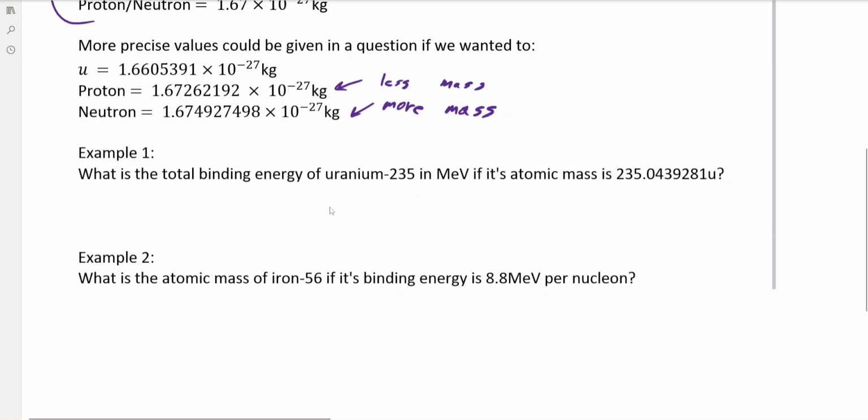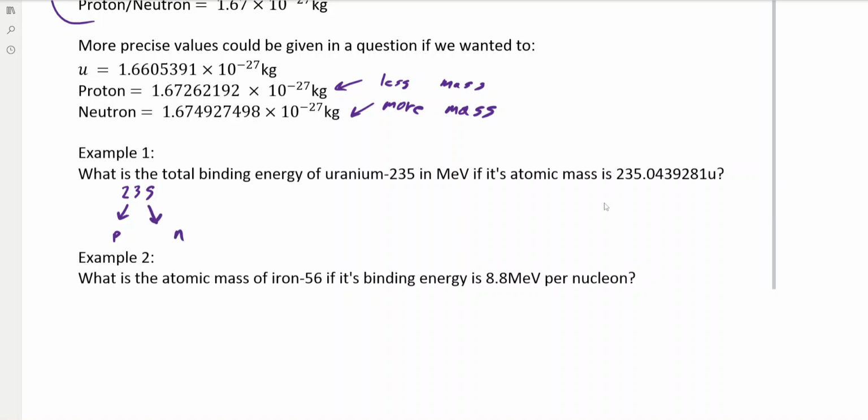Okay, so what is the total binding energy of uranium-235 in mega electron volts if its atomic mass is this? What we're looking for is the total amount of energy to separate all of the different nucleons within uranium apart. We have to keep in mind that it's uranium-235, so there's some amount of protons and some amount of neutrons.